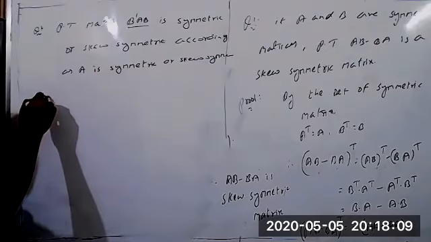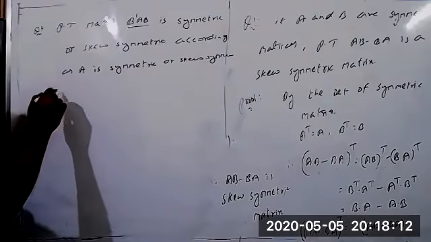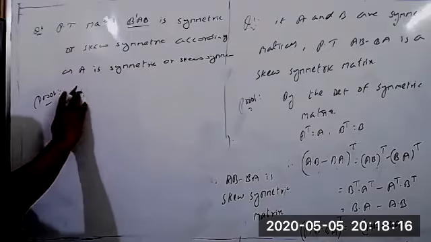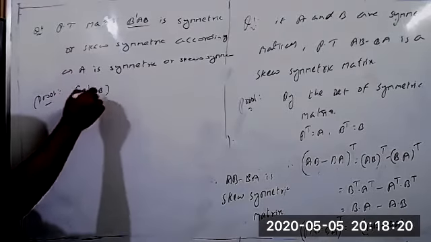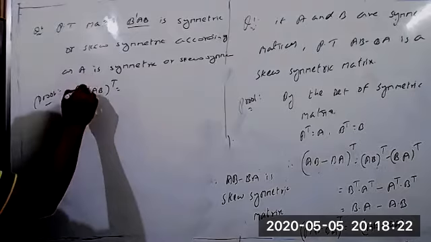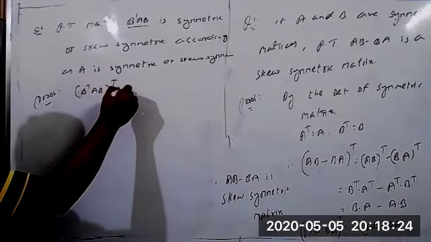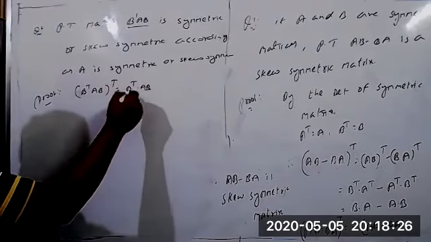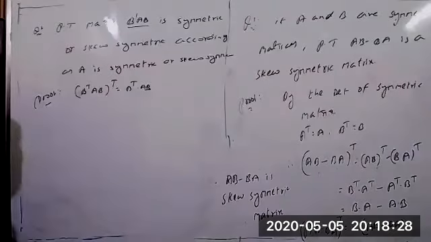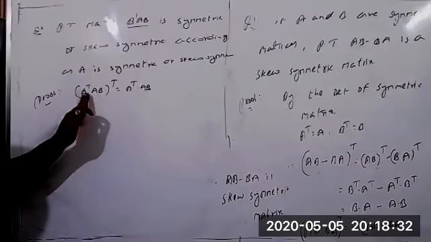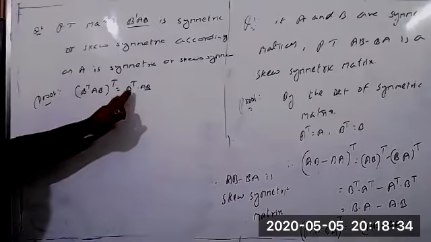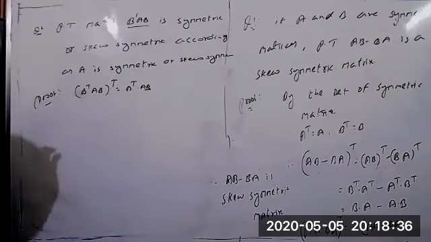Suppose you take the proof. Here is B transpose AB, whole transpose equal to, what do you generally get, tell me now. By the definition of symmetric, we have to get B transpose into AB only. That means we have to prove B transpose into AB whole transpose equal to B transpose into AB. We have to prove this.